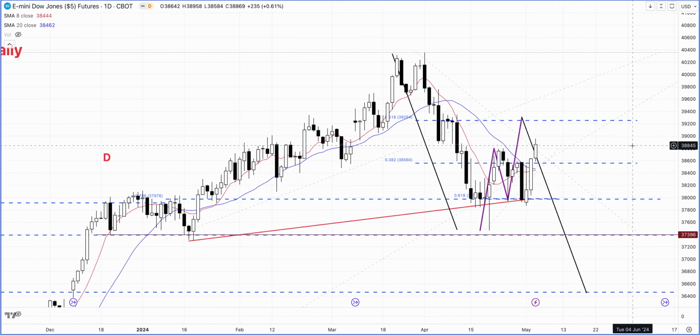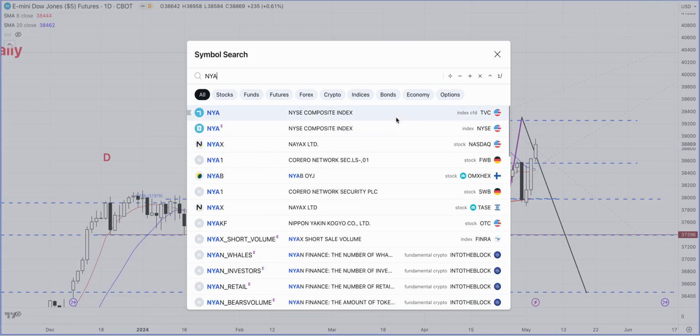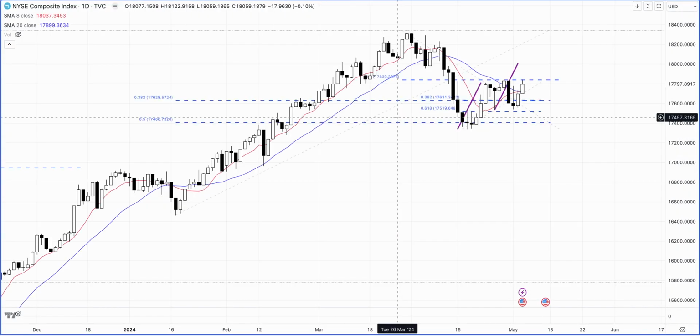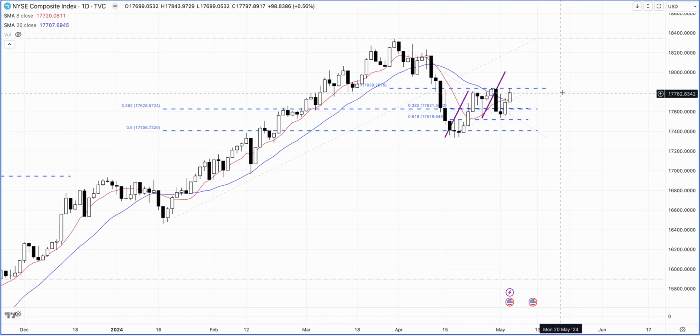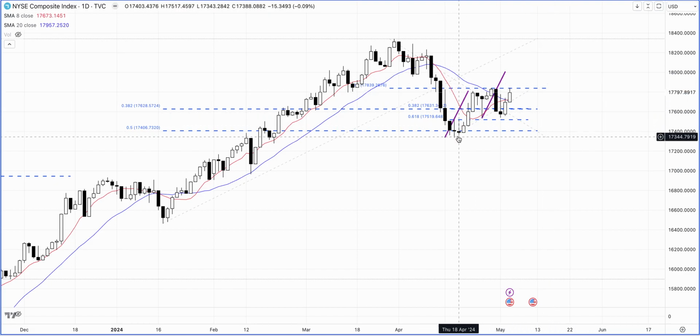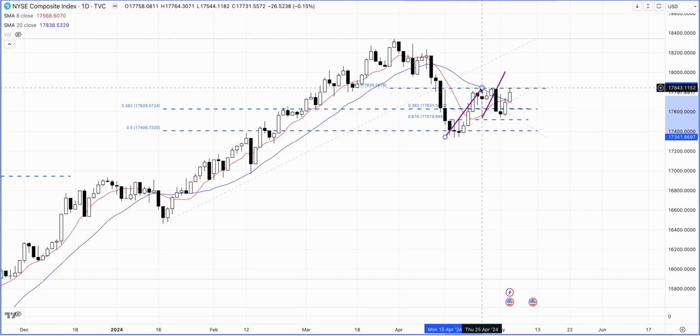Last but not least, I just remembered, let's also take a look at the New York Stock Exchange Composite Index. This one is being capped a little bit by the 61.8% retracement, but it looks to be in the early stages of a possible ABCD.